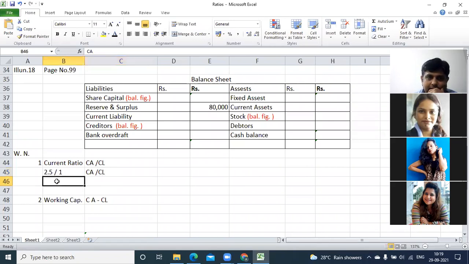Can we write current asset is equal to 2.5 current liability? Tell me yes or no. Yes, sir. Only 2 students. बाकी किसी को नहीं समझा. क्रॉस मल्टीप्लिकेशन नहीं समझा आप लोगों को.